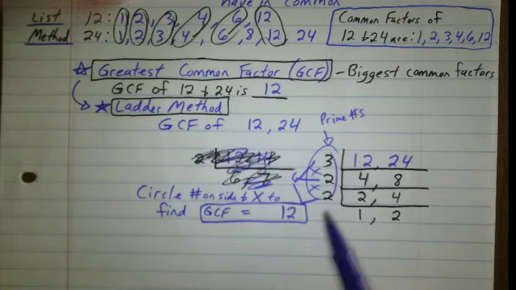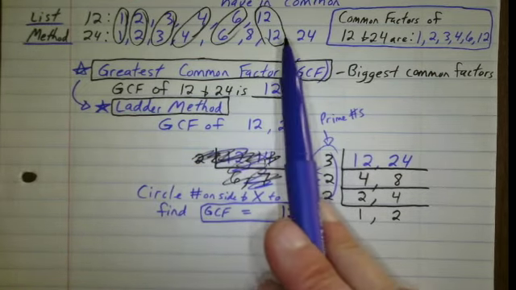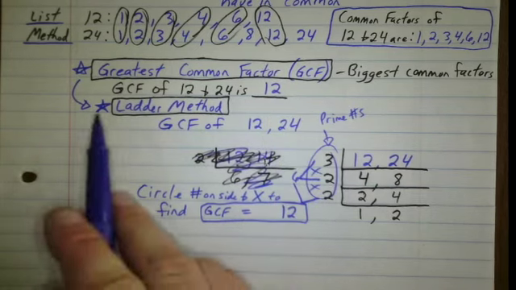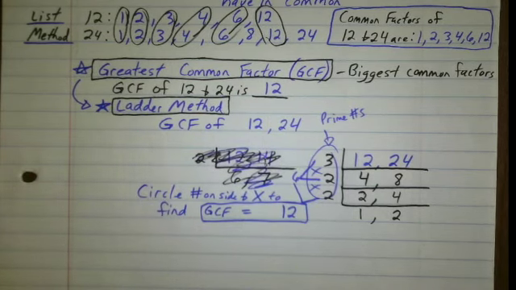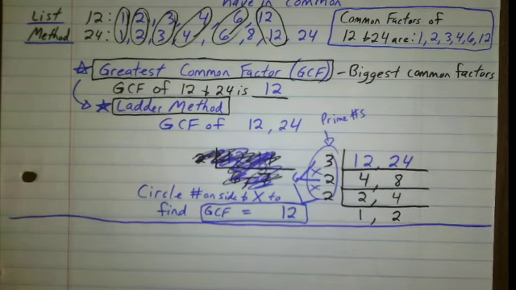And we actually already knew the answer was 12 because we had done it up above, listing everything and then circling the biggest one. But I would like you to use the ladder method anytime they ask for a greatest common factor. And I apologize for the error in my notes there. So we're going to draw a line, and we're going to do a couple more examples to practice GCF.